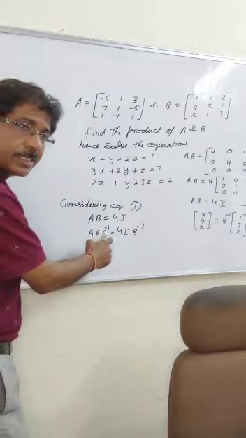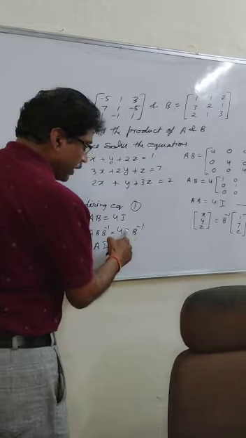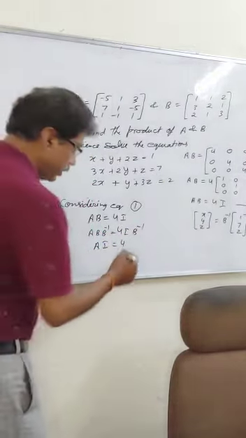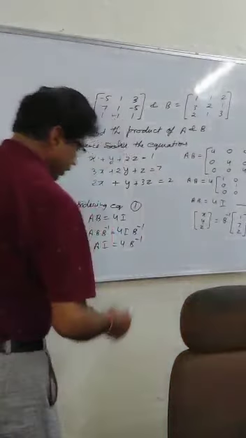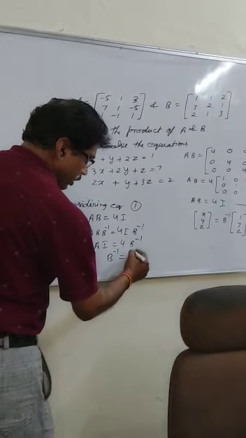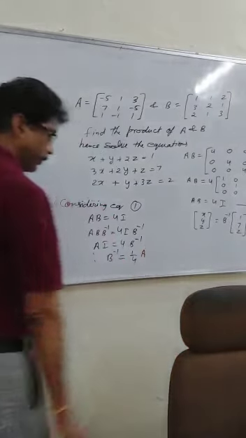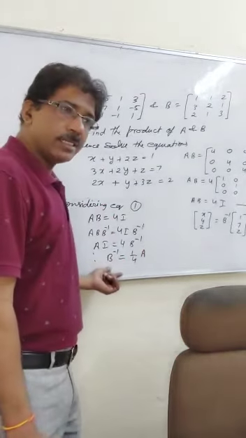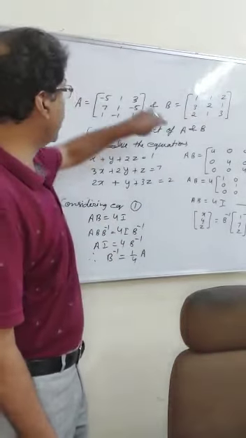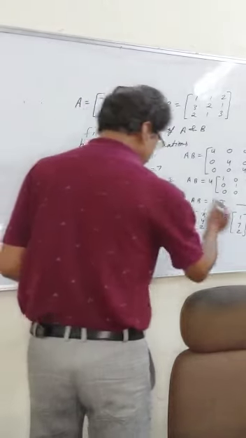B into B inverse is I, so it is AI is equal to 4B inverse. When you multiply the identity matrix with any other matrix, the matrix remains unchanged. So it is A is equal to 4B inverse. Therefore, B inverse is equal to 1 upon 4 times A. So B inverse can be obtained by just dividing the matrix A, which is given in the question, by 4. So this is our B inverse.